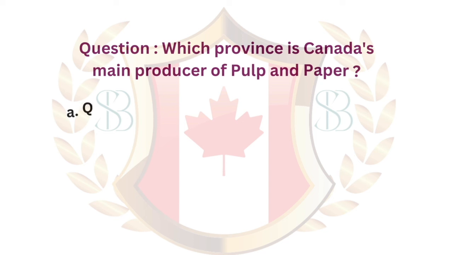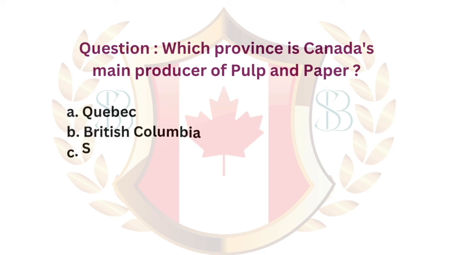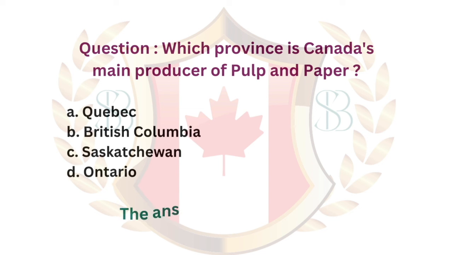Question. Which province is Canada's main producer of pulp and paper? A. Quebec. B. British Columbia. C. Saskatchewan. D. Ontario. The answer is A. Quebec.